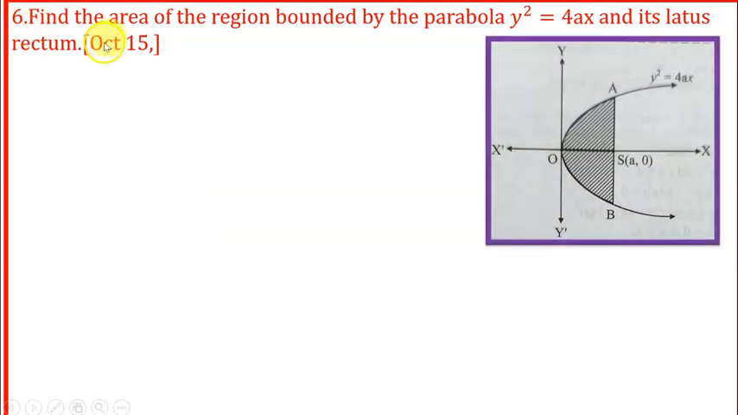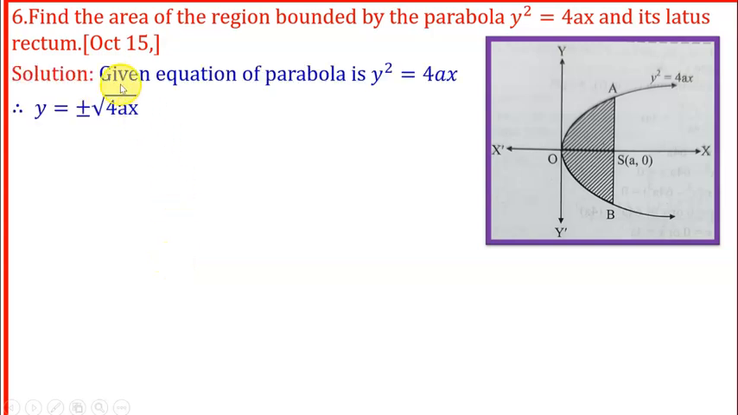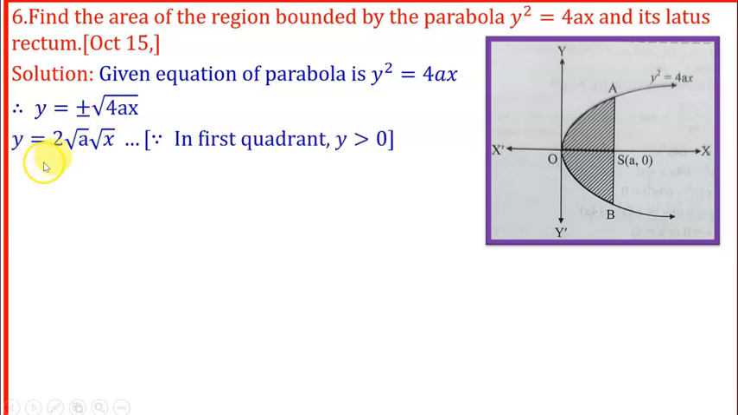Now next, find the area of the region bounded by the parabola y square equals 4ax and its latus rectum. This question was asked in the October 15 examination. Now, the given equation of the parabola is y square equals 4ax. Taking the square root, y equals plus or minus root of 4ax. The root of 4 is 2. Therefore, we write y equals 2 root a into root x.